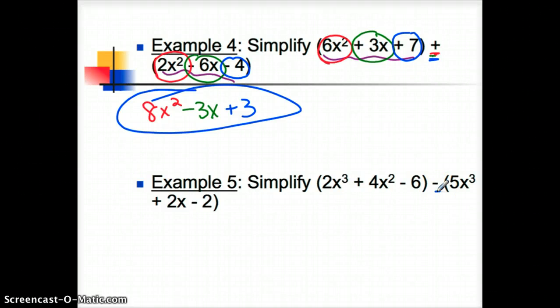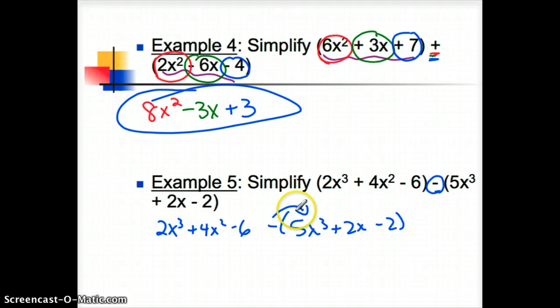Okay, all right. When we have a negative sign here or a minus sign, we need to be a little bit careful. What I usually like to do is just distribute it all out because that helps me keep track of it. So I like to kind of go, hey, this is 2x cubed plus 4x squared minus 6, but I'm going to be subtracting this whole thing. So it's like kind of multiplying it by negative 1. Okay, so I'm going to distribute that negative sign to everything in here. So it's going to become a negative 5x cubed minus 2x plus 2.